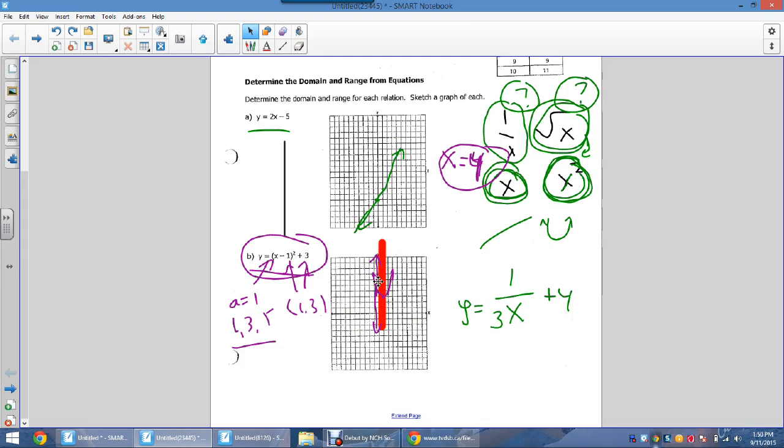Okay, and that's it. That's functions and function notation. Again, play around with this. Root of x, x squared, x, 1 over x. Go ahead, play with Desmos. Great site, and it's free.